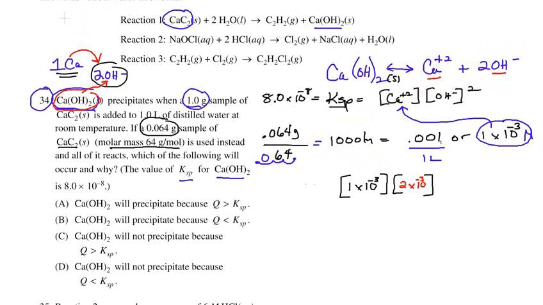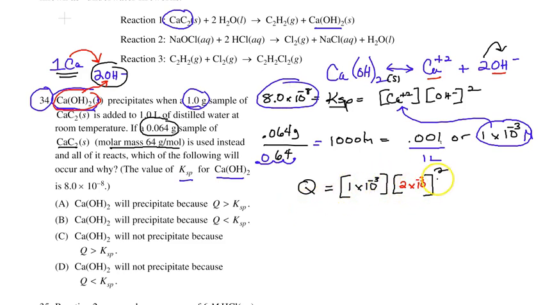All right, now don't forget, coefficients become exponents, so this becomes squared. Now, this represents Q. It's a reaction quotient. I know the value of my K. Let's go see what this is.